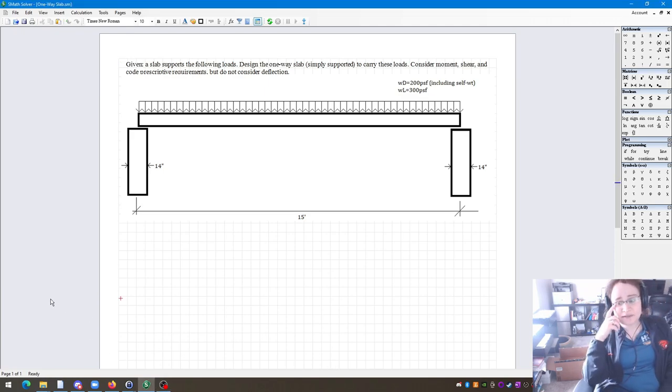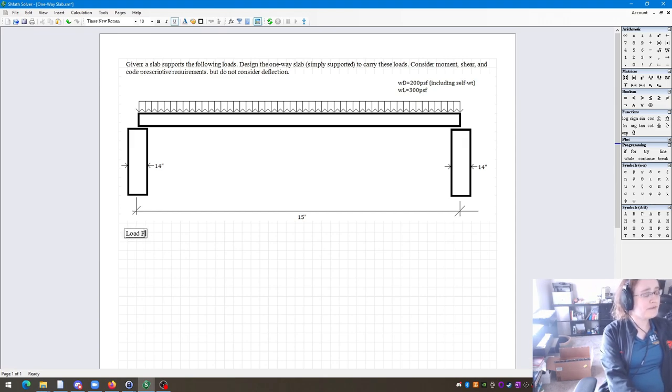We have a slab that supports the following loads. Design the one-way slab, supported to carry these loads, considering moment, shear, and code prescriptive requirements, but do not consider deflection. Okay, so the first step is going to be to do a few load combinations to get our ultimate distributed load. So I can title this maybe, load factoring.